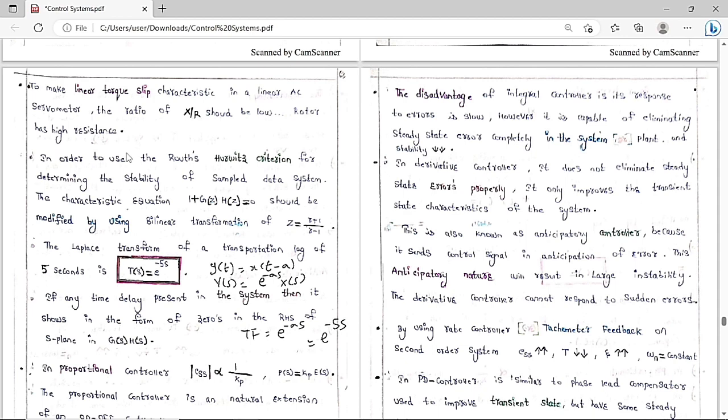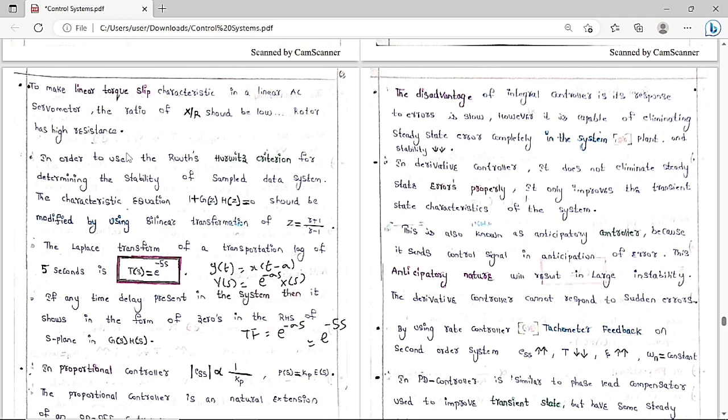Even if you don't remember the formula, you can easily derive it from this equation, which is: output is the delay of the input by a seconds. So y(t) is equal to x(t minus a). If you apply the Laplace transform on both sides, we get Y(s) equal to e to the power of minus as into X(s). The transfer function is Y(s) by X(s) equal to e to the power of minus as, where a is equal to 5. Substituting, we get the result.